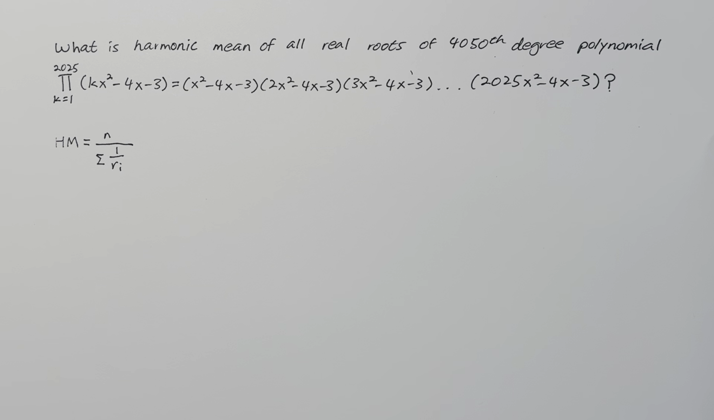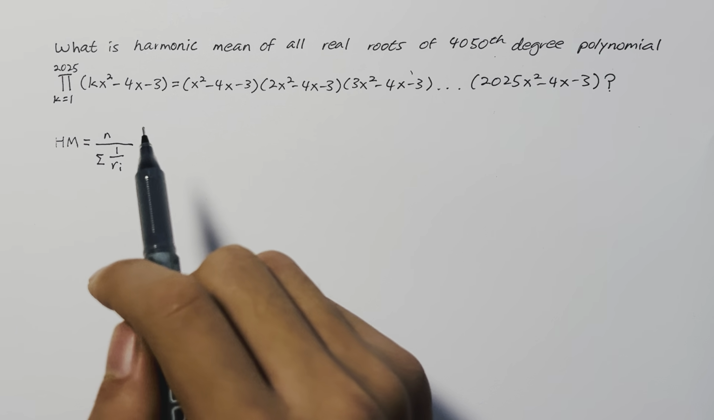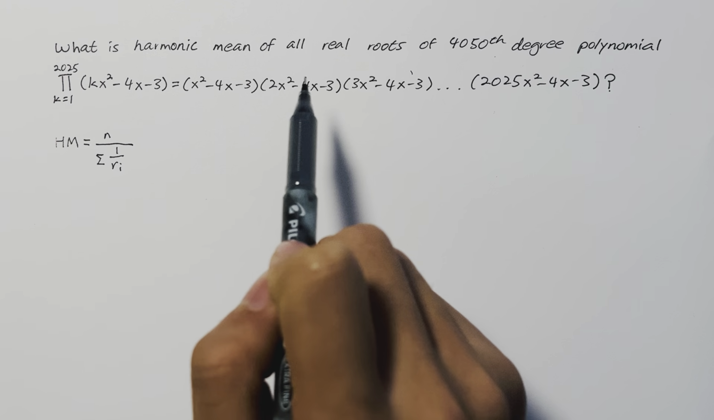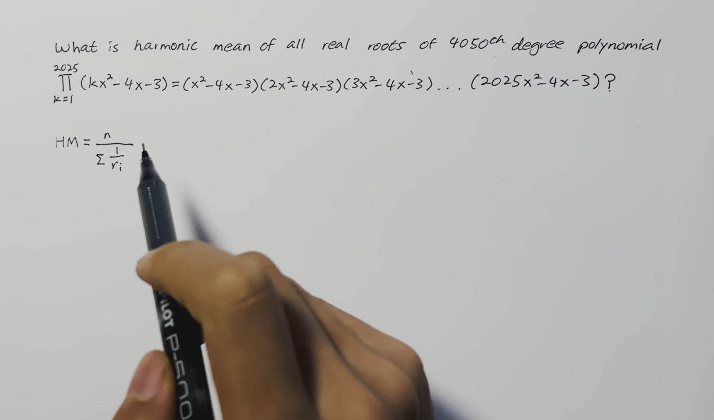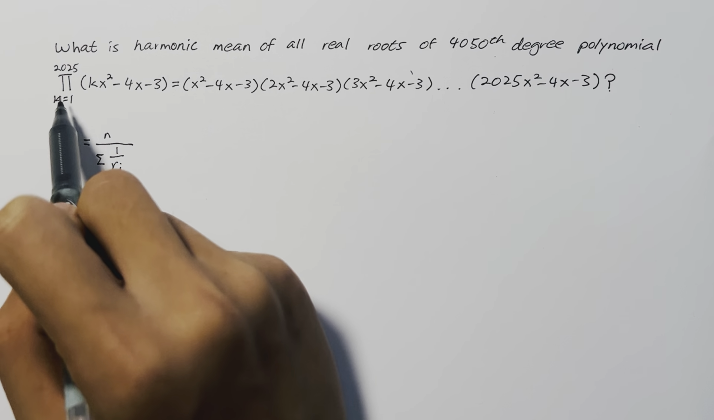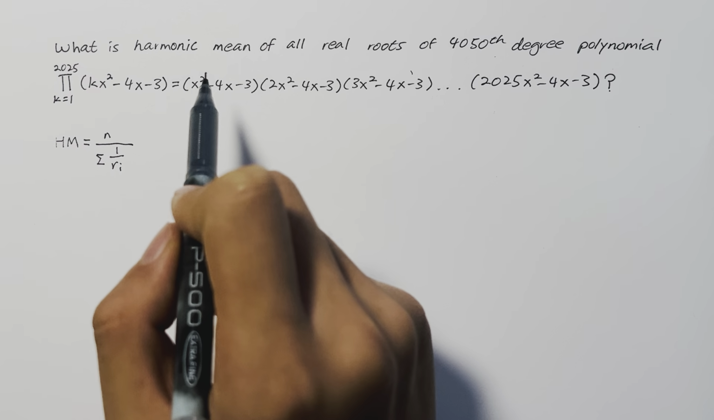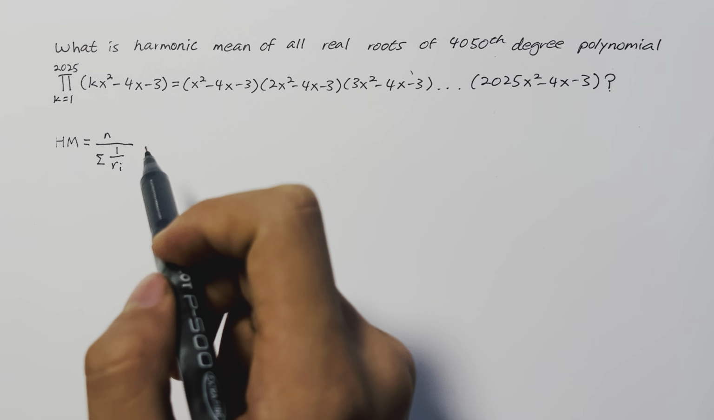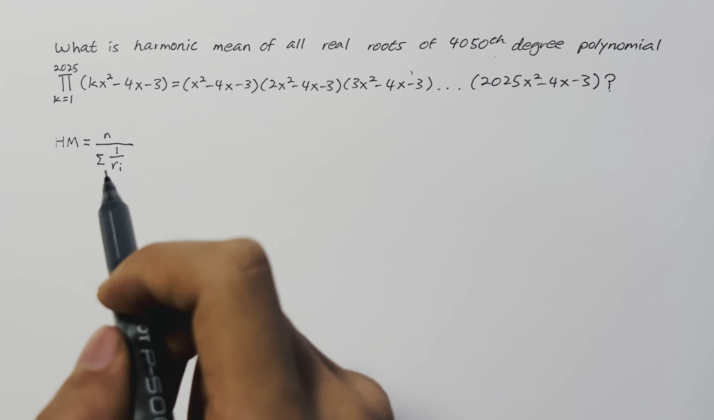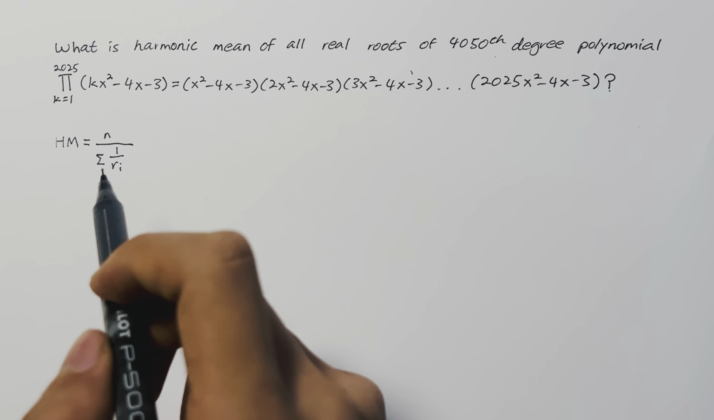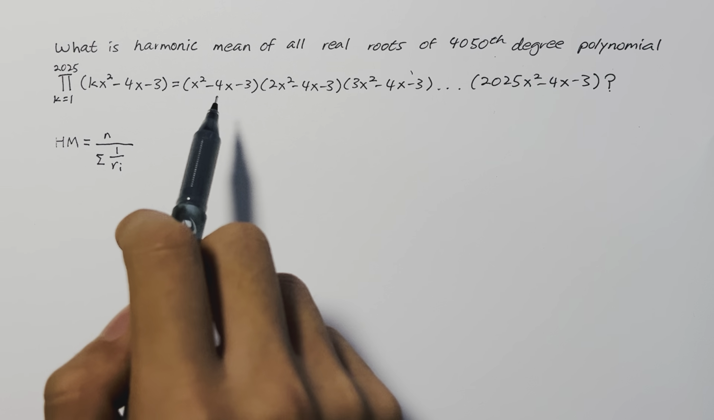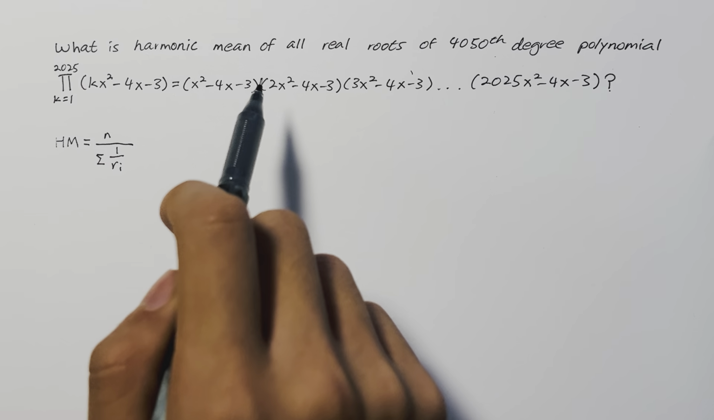Now, phase 2 is to deconstruct the polynomial. Let's analyze the polynomial p of x. We can set that equal to this long product. So p of x will equal the product of kx squared minus 4x minus 3, where k ranges from 1 to 2025. The roots of p of x are simply the collection of all roots of each individual quadratic factor. So the problem is not one massive polynomial, but 2025 small manageable ones, like x squared minus 4x minus 3.